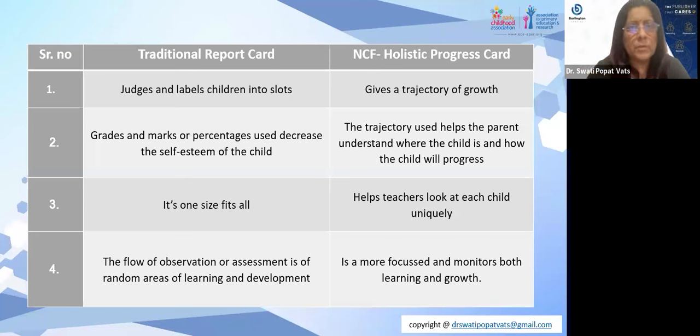This child is good in sports, but this child is good in art. This child is good in this. So we are focused on what the child is progressing on. And that's why the word holistic progress card.